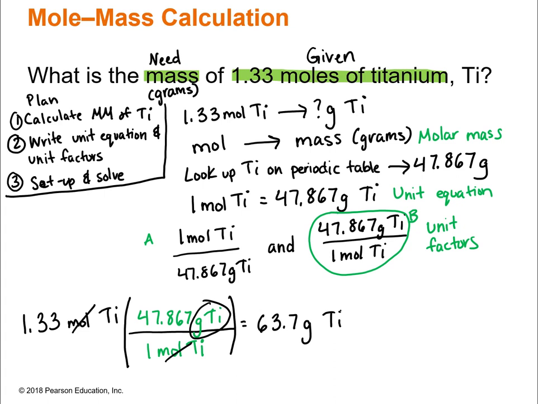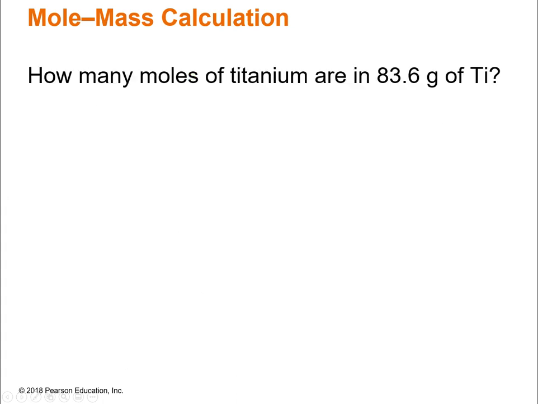And that's by multiplying 1.33 times the 47.867. How do we feel about that? Let's walk through another one. How many moles of titanium are in 83.6 grams?